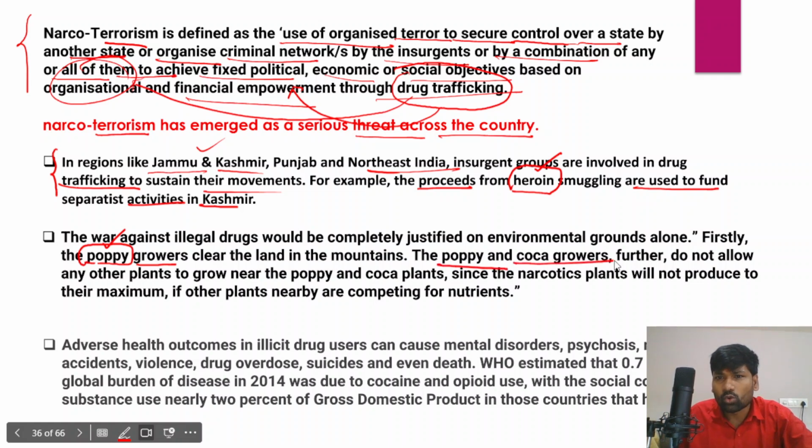In fact, both poppy and cocoa are drug plants, and the poppy and cocoa growers do not allow other plants to grow nearby. There is intense competition for nutrients between the natural vegetation that existed in the mountain land and the poppy and cocoa plants. Because of that, very often they don't allow cultivation of other plant species, so there will be no regrowth or re-emergence of natural vegetation when poppy or cocoa plants are being cultivated.